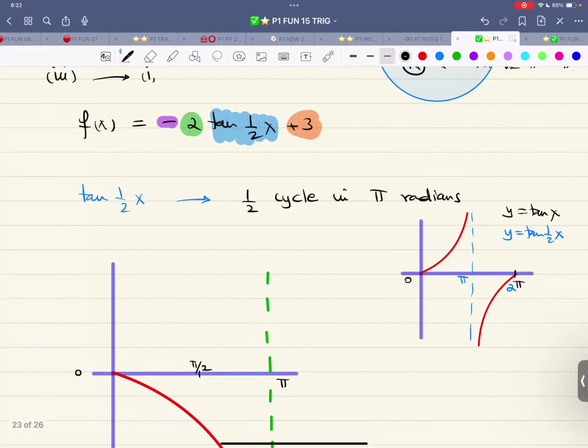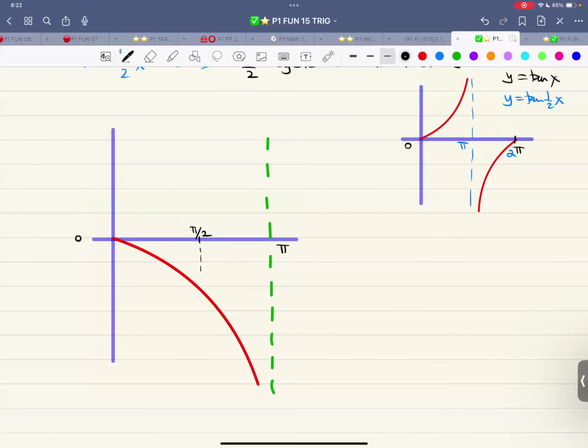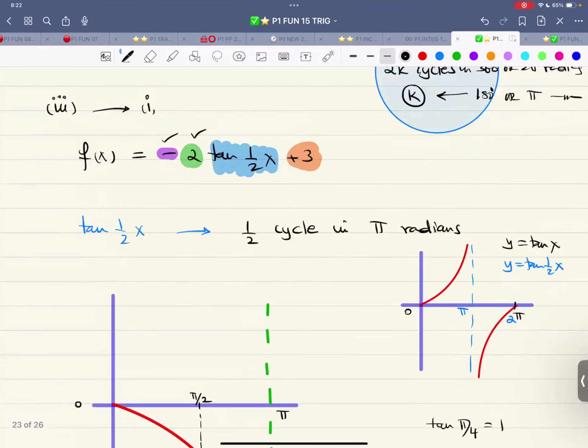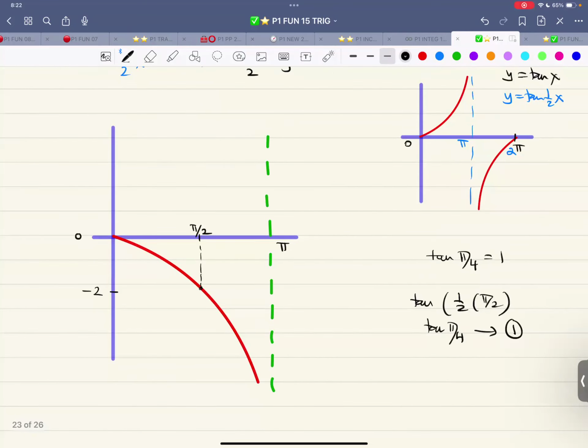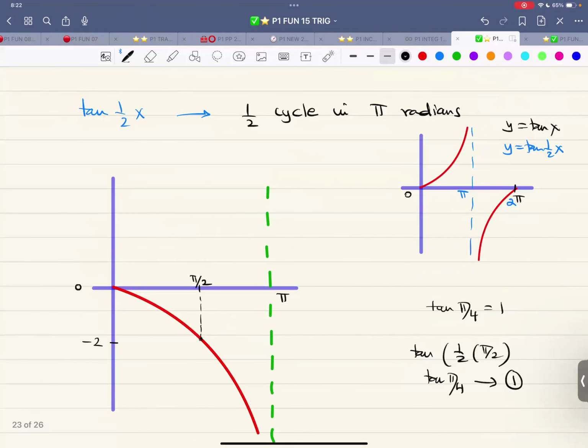All good, all clear? So now let me label this negative 2. That will be corresponding to this. How do I know this? We know that tan of pi by 4 is 1. When I plug in tan of half of pi by 2, that is tan of pi by 4. So this will give me 1. But because of this negative and this 2, it's flipped and it's like this. And then what needs to be done? We need to raise it up by 3 units.